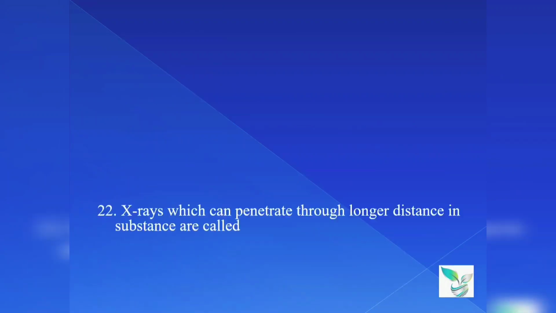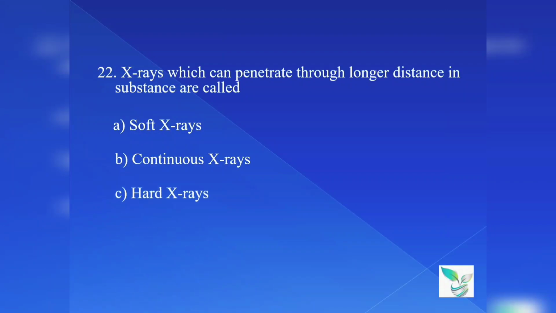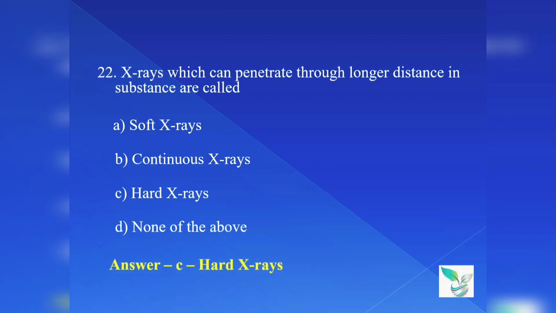Moving on to the next question, question number 22. X-rays which can penetrate through longer distance in substance are called option A, soft X-ray, option B, continuous X-ray, option C, hard X-ray, and option D, none of the above. The answer is option C, hard X-ray. So the X-rays which can penetrate through longer distance in substance are called hard X-ray.